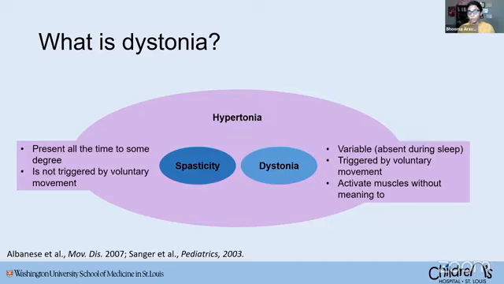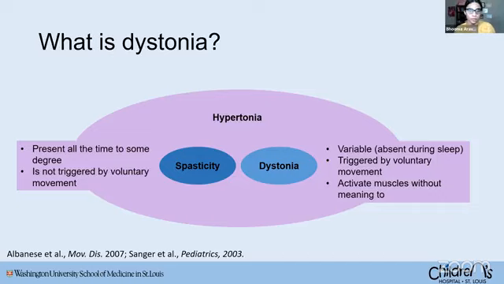So one of the main manifestations of this that we see in clinic is parents will say, well, it's very difficult to change their diaper. They're always crossing their legs. They're really tight. But then when they're asleep, they sleep with their legs open. They sleep frog-legged. It's very easy to move their legs when they're asleep. And that type of tone pattern, that variability of tone pattern is classic for dystonia.